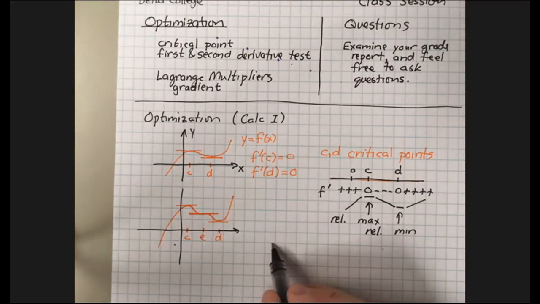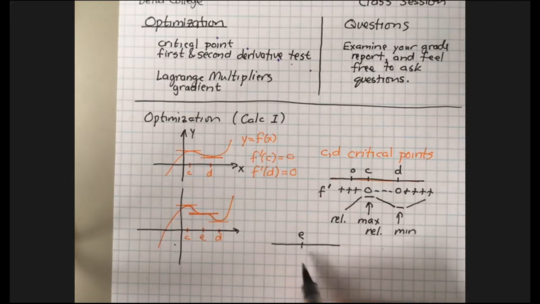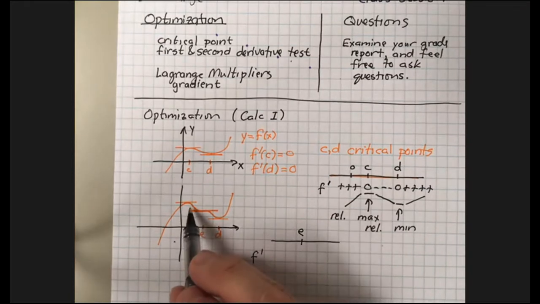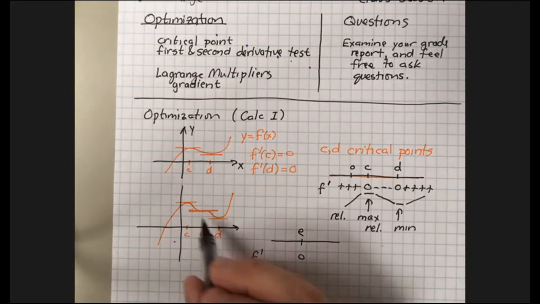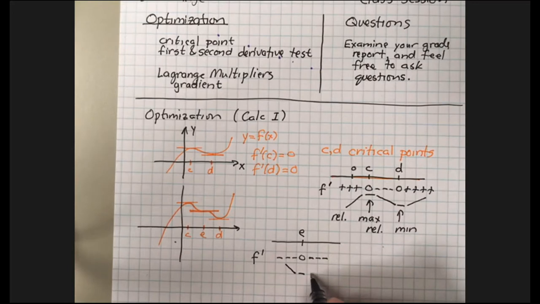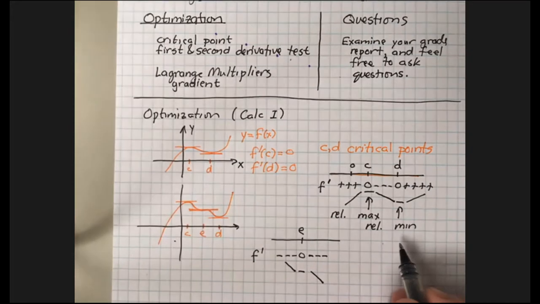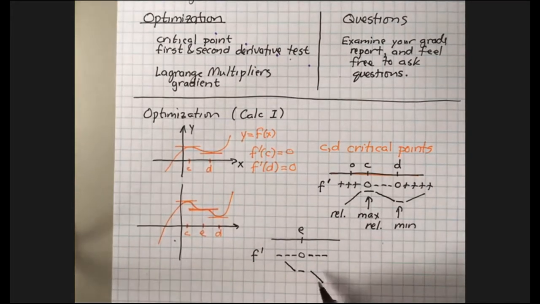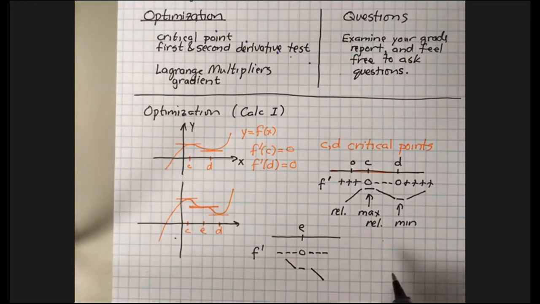At this point right here, which is E, what I have in the first derivative is negative slopes to the left of E, zero slope at E, and then negative slopes again to the right of E immediately. So I am decreasing, flat, decreasing. That is not a min or a max. And you can give it your own special name if you like, but it's just not a relative extrema. It's not a minimum or a maximum.